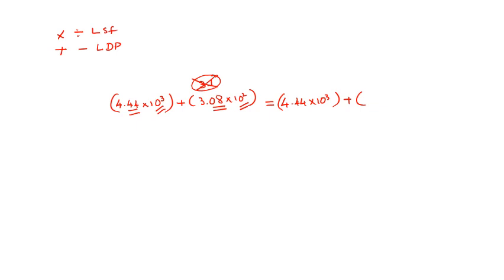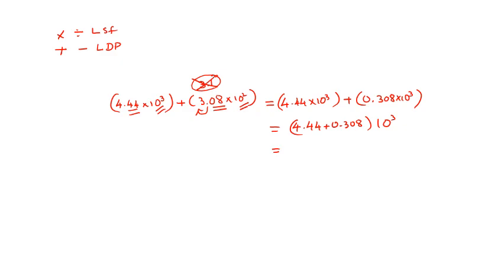So how can I make 10 to the power 3? Here I have to move the decimal back. So that means 0.308 times 10 to the power 3. So when you move the decimal back, the exponent will go up by 1. Okay, so now I can add. What I will do, I will just take the numbers and the exponent I will put outside. Okay, so now plug it in the calculator.